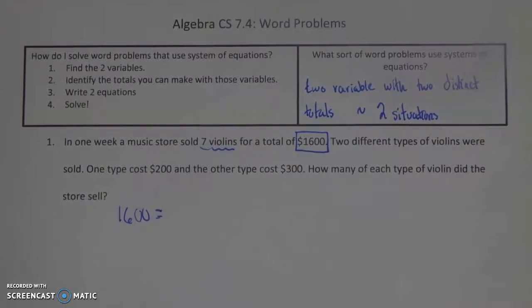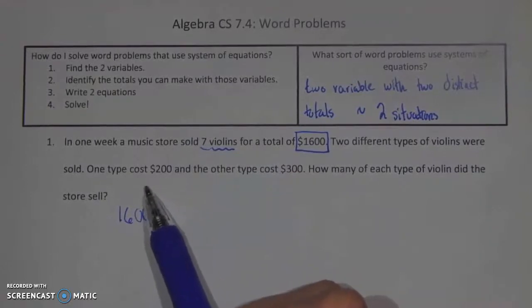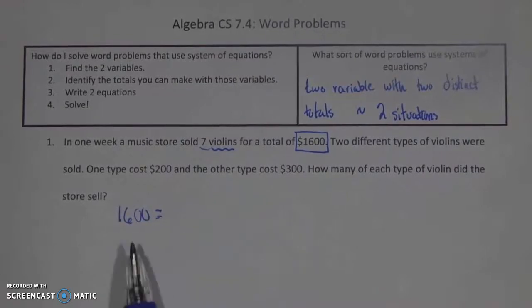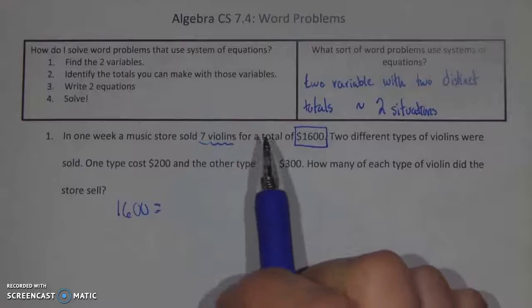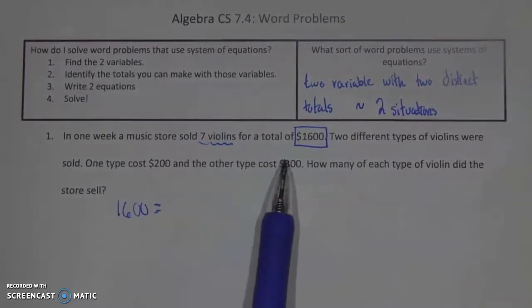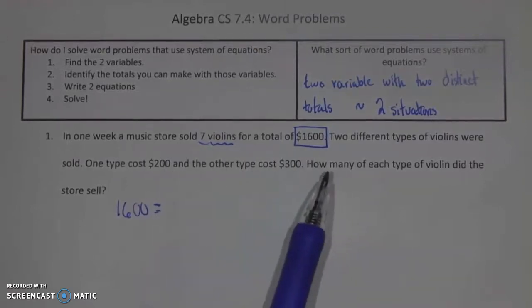One type costs $200. That means that out of what they're making, I can apply this: they did 200 times however many of these were sold. The other type cost $300. So again, same sort of thing. This is showing me how they ended up with the 1,600. And notice, I know that this is talking about the 1,600 because they're both in the same units.